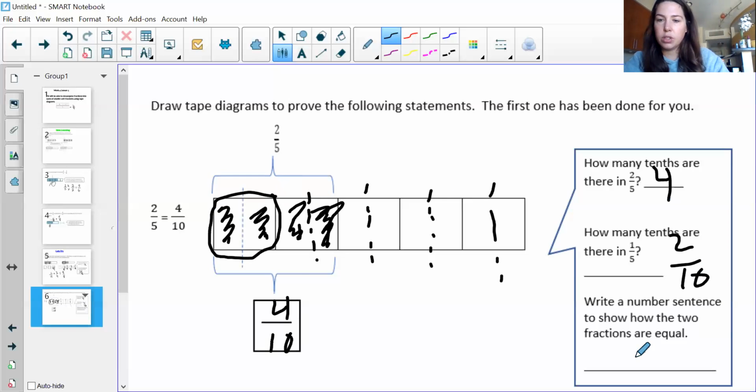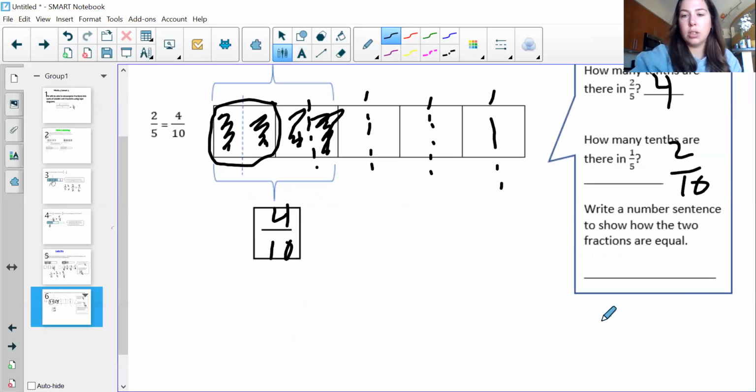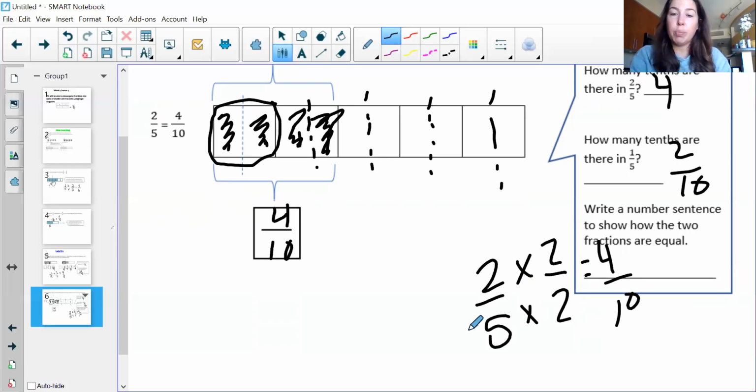Write a number sentence to show how the two fractions are equal. So here we can do some multiplication. So we have 2/5. We multiply that times 2/2. That will get us 4/10.